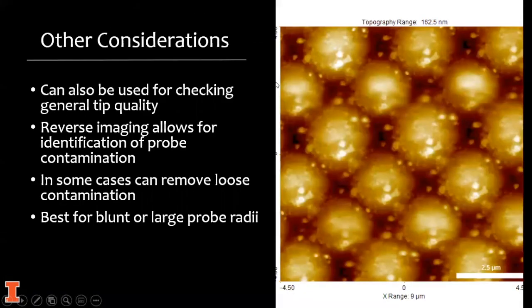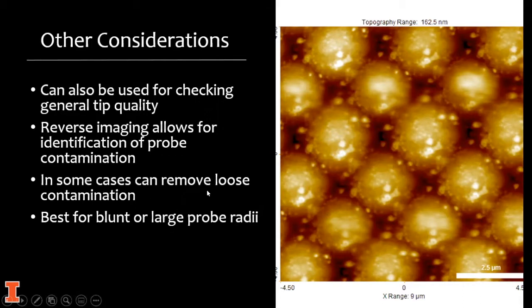There are a few other considerations if you decide to use this. It's also great for checking your general tip quality, and also identifying if your probe has any kind of contamination. This is an image I took of a brand new colloidal probe that I had bought from a company, straight out of the box, and I checked it before I did my experiment. You can see there are tiny contaminant particles all over that you wouldn't even have been aware of if you hadn't checked it first. So it's really great for that.